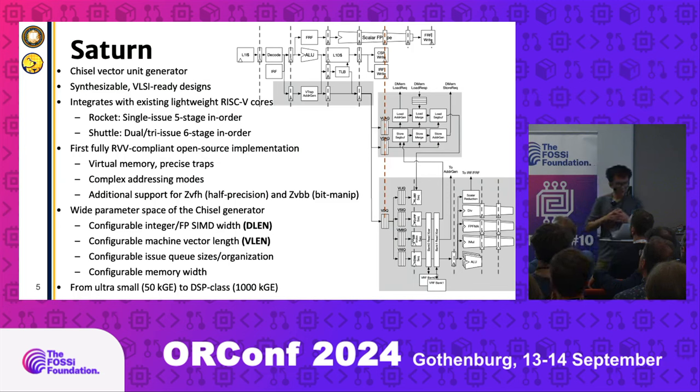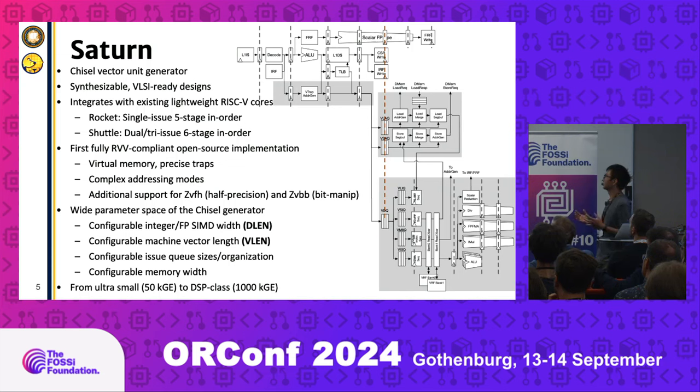So this vector unit is designed to integrate with existing lightweight RISC-V cores. Some existing open source cores like Rocket or Shuttle have had vector interfaces added to support the Saturn vector unit. This is, I believe, the first fully RISC-V compliant open source implementation.